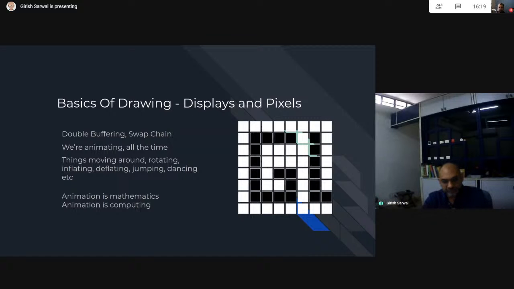So essentially, animation is when things move around or they jump around or they're inflating, deflating, you see a collision on the screen. Animation essentially is mathematics, and animation essentially is computing. So our job as game developers is to figure out how this mathematics works and how this computing works. Once we're able to do this, trust me, we can create any kind of animation that we wish to.